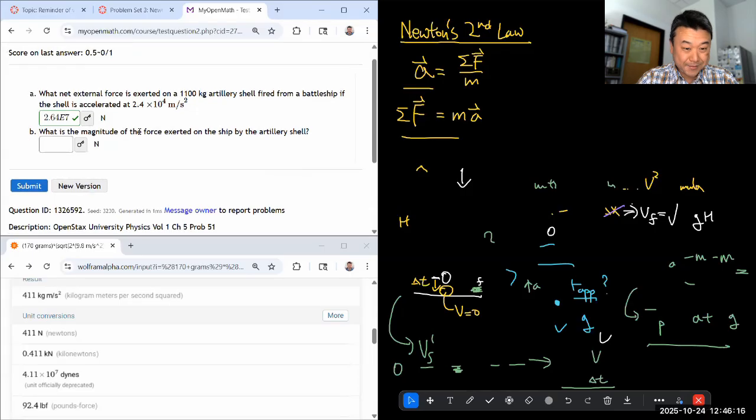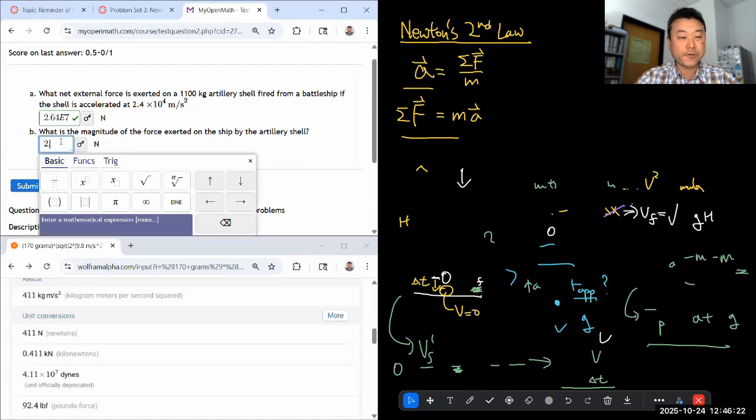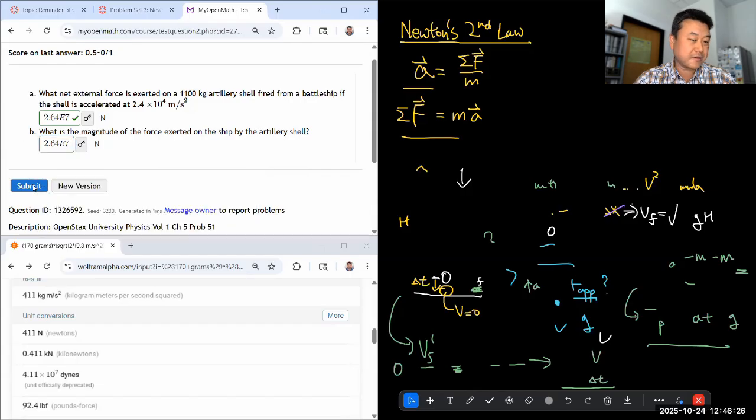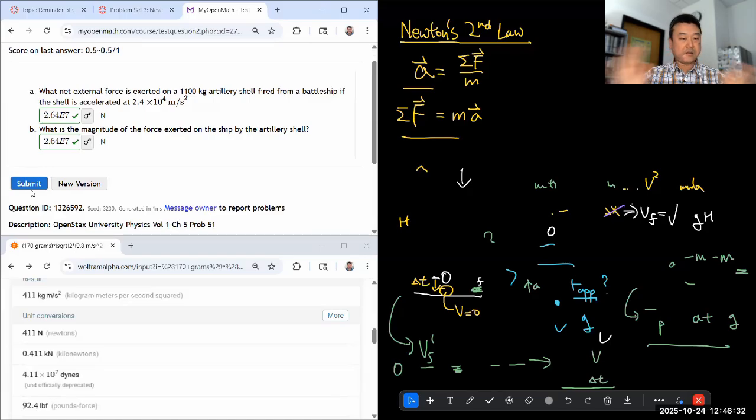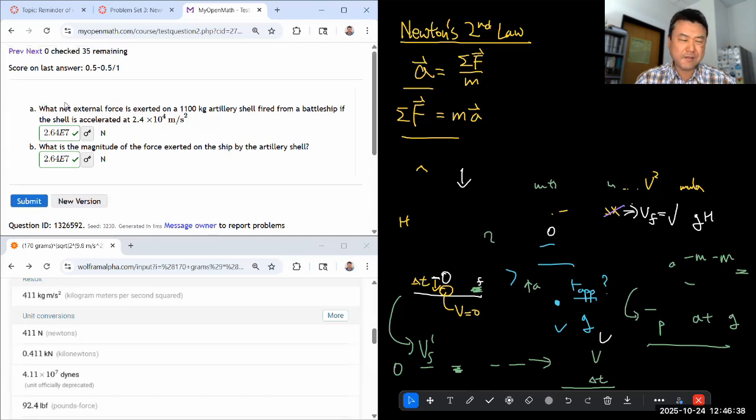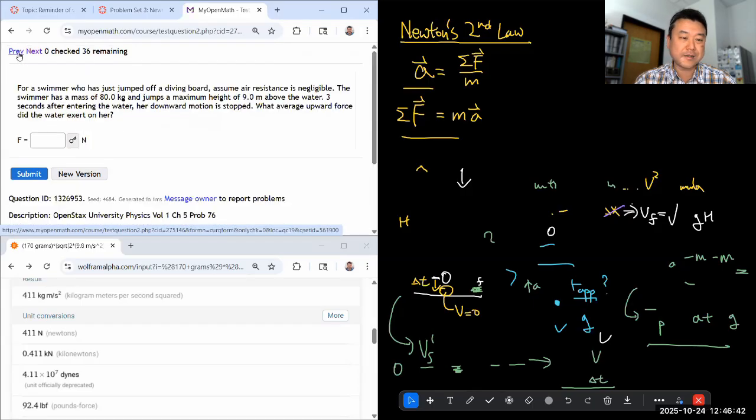What is the magnitude of the force exerted on the ship by the artillery shell? Newton's third law. Equal and opposite reaction force will be on whatever's exerting that force. So B's answer should be same as A's answer. Yeah, good. That's question number 3. Let's look at question number 4 and the last question in this group of 4 questions that we are doing. Again, should be questions involving simple-ish application of Newton's second law.